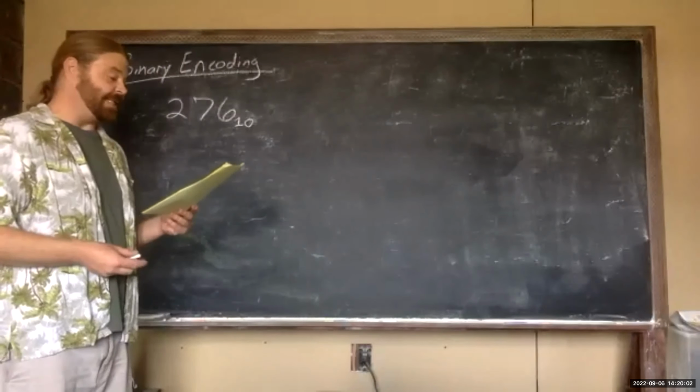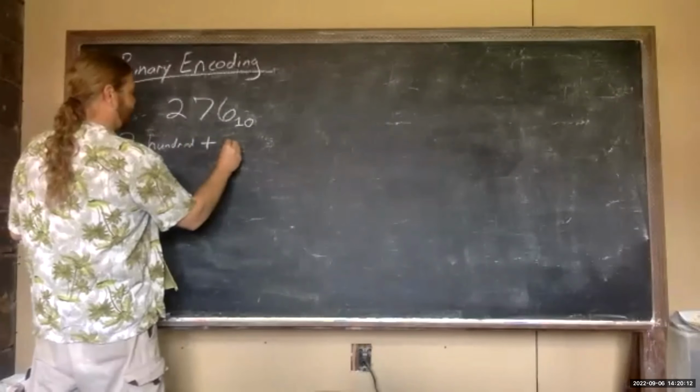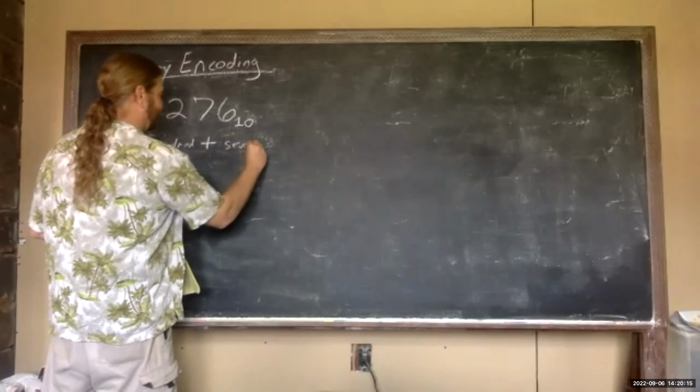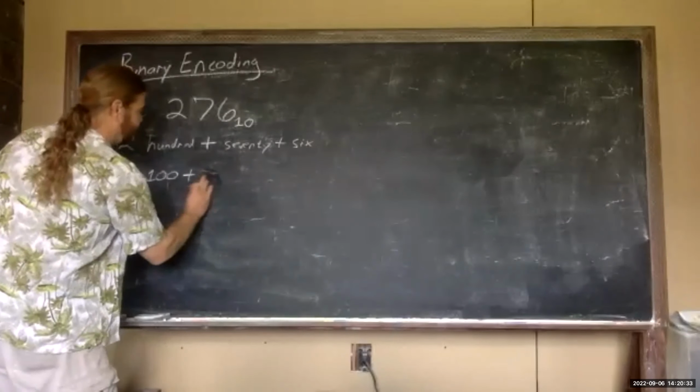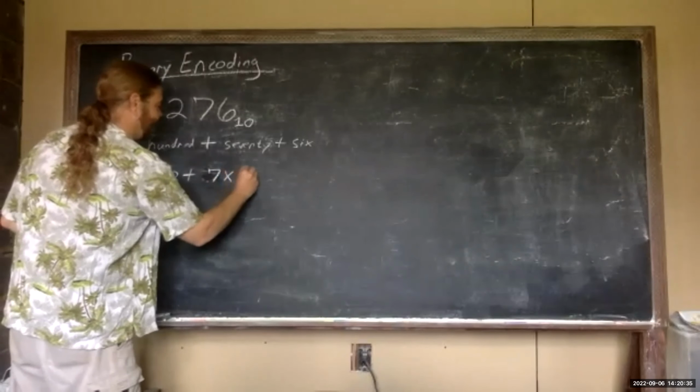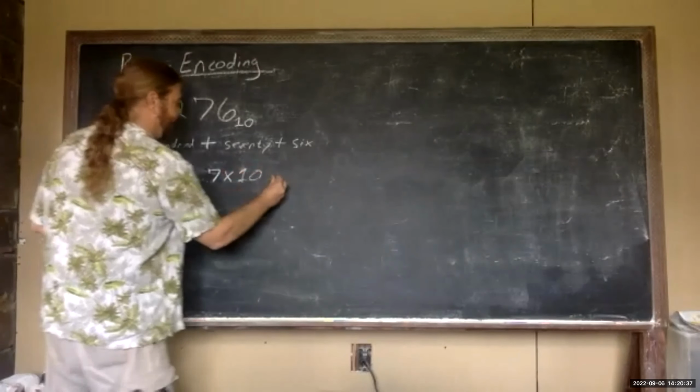So what this means, I'll write it out, is we have 200 plus 70 plus 6. And they're all powers of 10. So this 200, we could really write as 2 times 100, 70 is 7 times 10, and 6 is going to be 6 times 1.